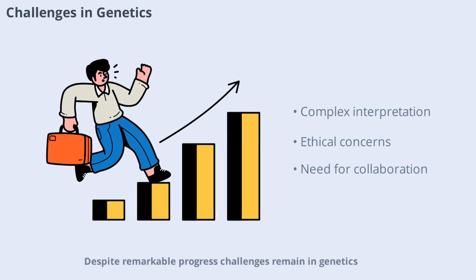Despite remarkable progress, challenges remain in genetics. Interpreting the effects of mutations and polymorphisms is complex, and not all genetic changes are well understood. Ethical, legal, and social issues must also be addressed as genetic information becomes more widely used. Ongoing collaboration and dialogue are essential for responsible advancement.